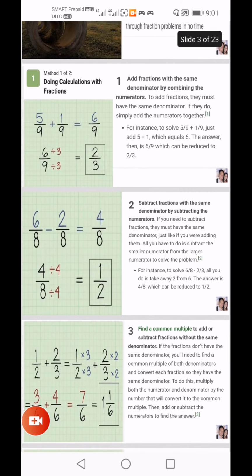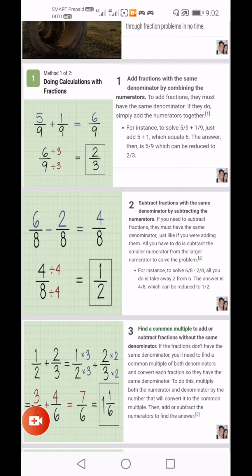Method 1 of 2. Doing calculations with fractions. First, add fractions with the same denominator by combining the numerators. To add fractions, they must have the same denominator. If they do, simply add the numerators together. For instance, to solve 5 over 9 plus 1 over 9, just add 5 plus 1, which equals 6. The answer then is 6 over 9, which can be reduced to 2 over 3.